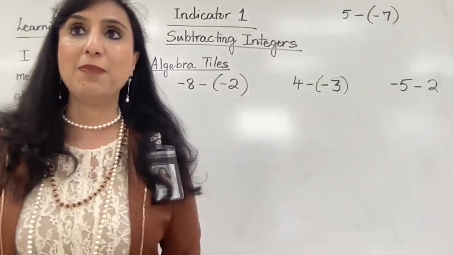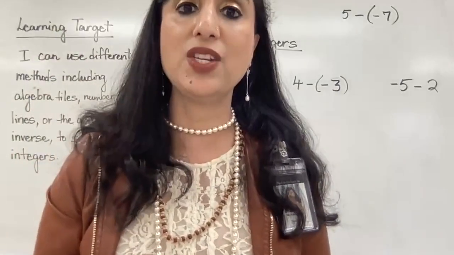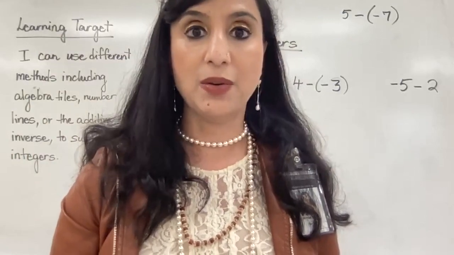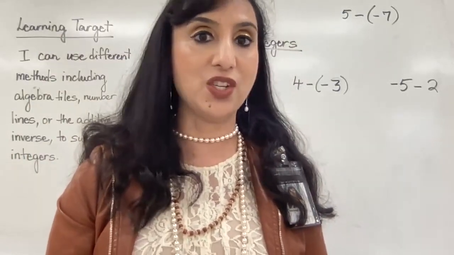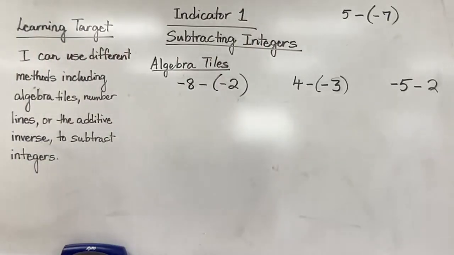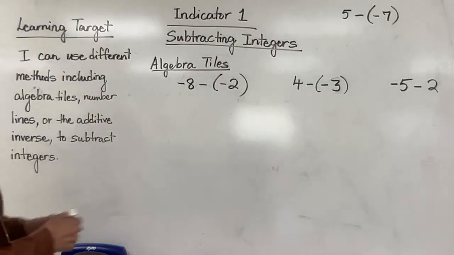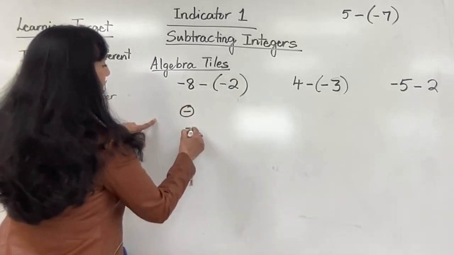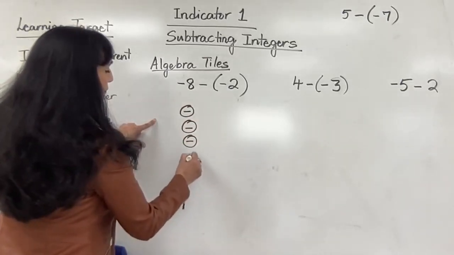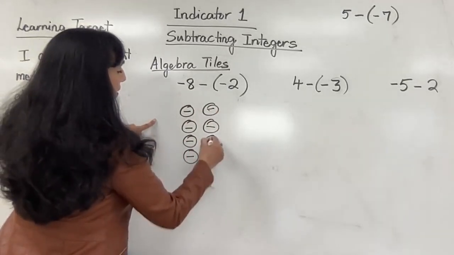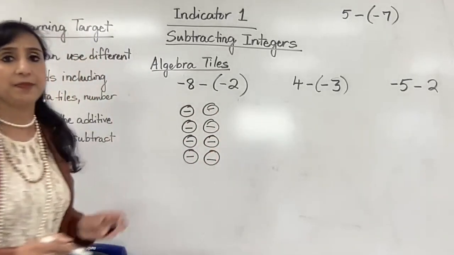Okay, so I want to begin with showing you how to use algebra tiles in subtracting integers. But basically, whenever you're subtracting integers, you actually just add the opposite. Okay, so you just add the opposite, just remember that. So let's go ahead with algebra tiles. So it's saying -8. So I'm going to take 1, 2, 3, 4, 5, 6, 7, 8 negatives.